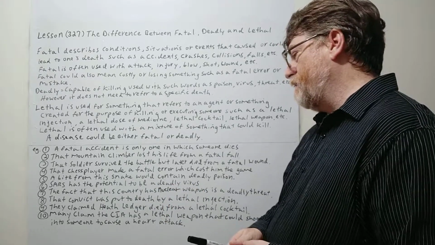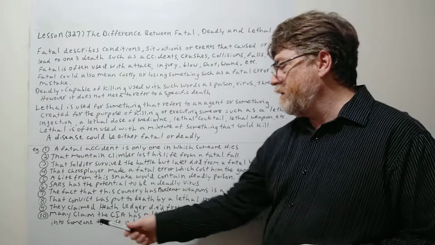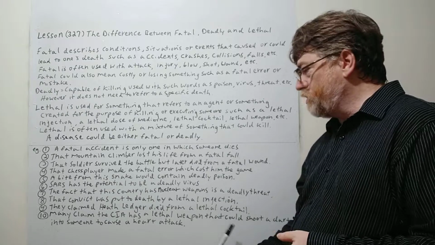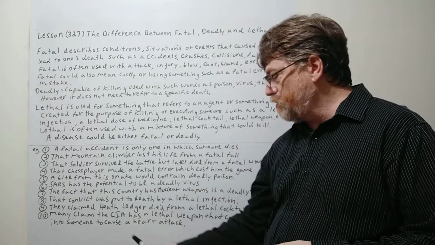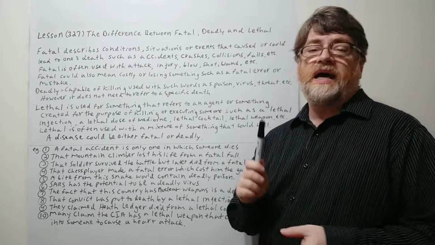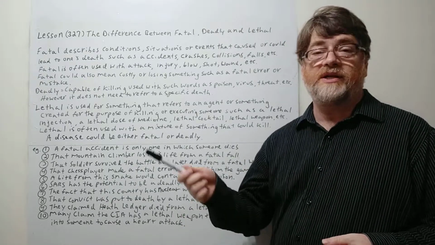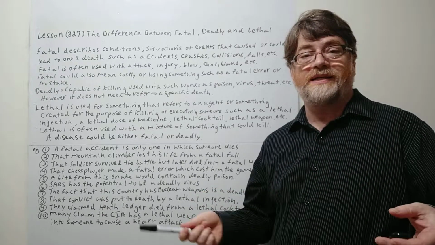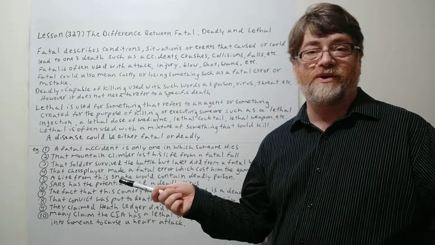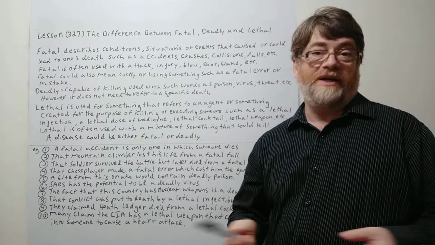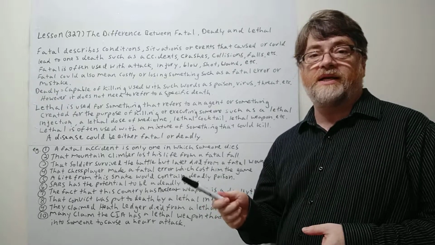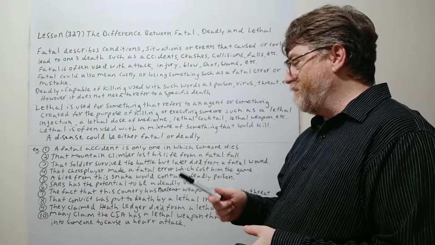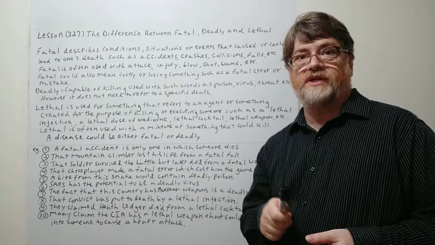Okay, and the last one down here. Many claim the CIA has a lethal weapon that could shoot a dart into somebody to cause a heart attack. I've seen old clips of this. I've seen them actually in front of Congress talking about it. Supposedly when the dart goes in, it dissolves and doesn't leave any evidence. So it could just cause a heart attack as a way of assassinating somebody, or executing somebody that they want to disappear. But anyway, we would use lethal in this sort of situation.